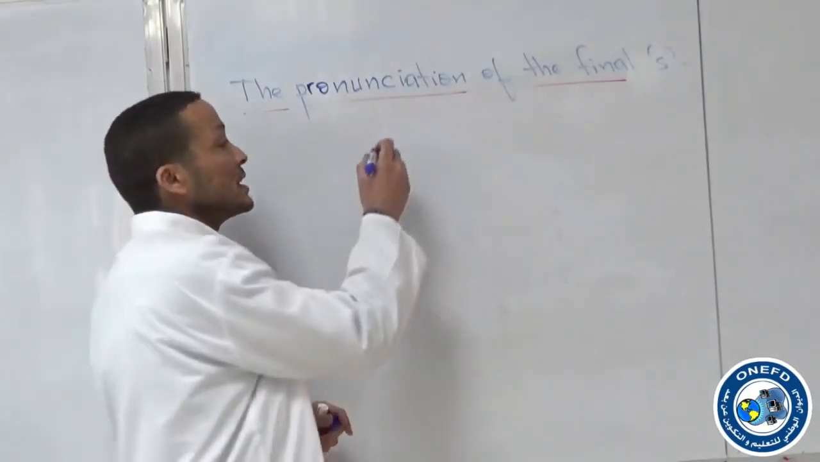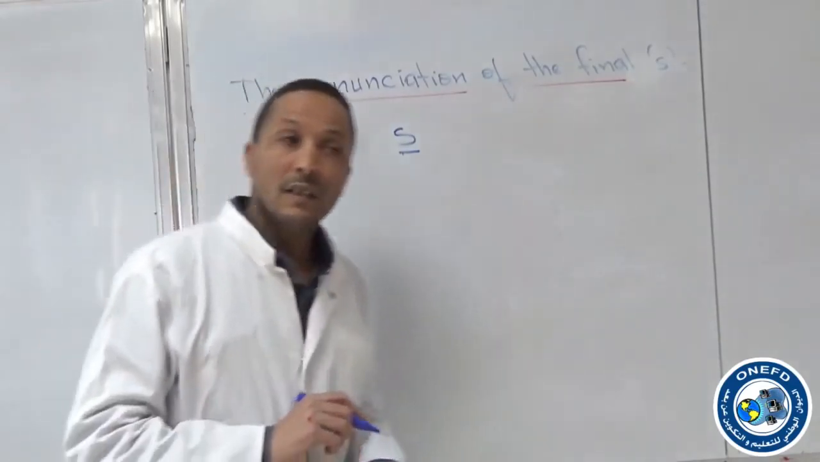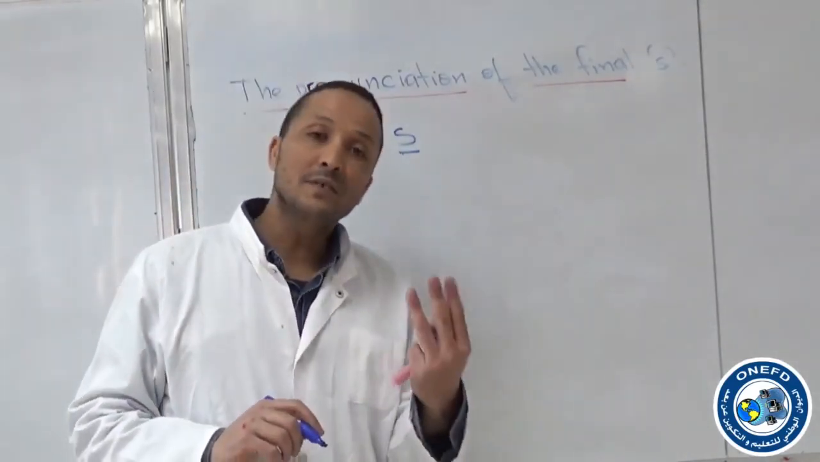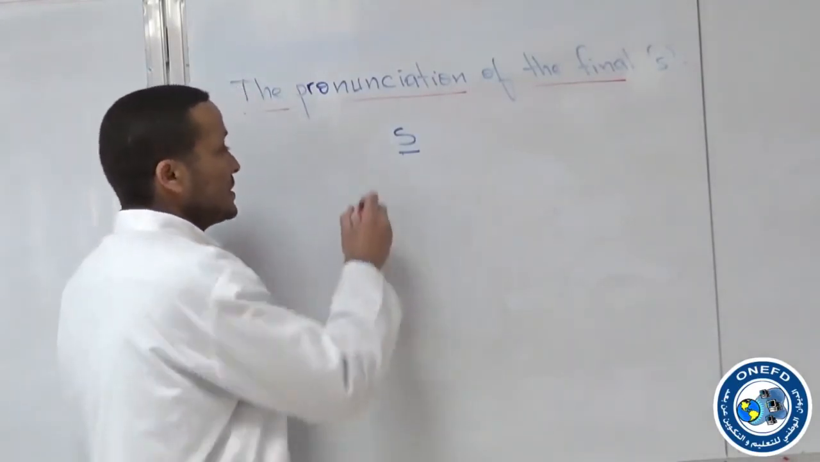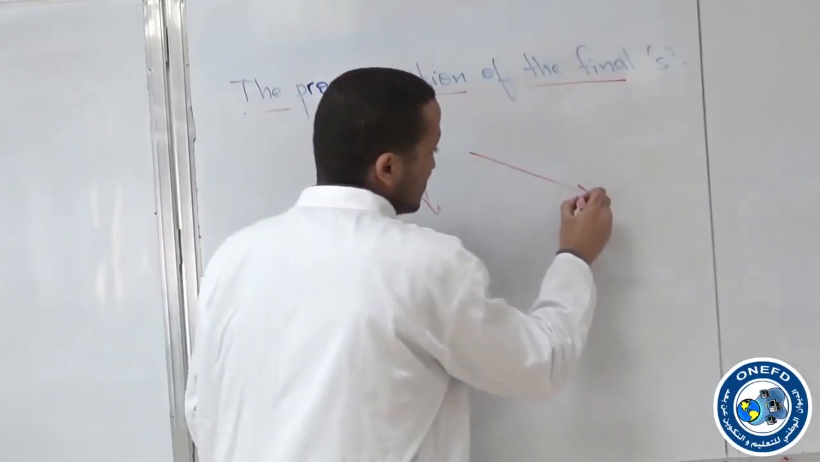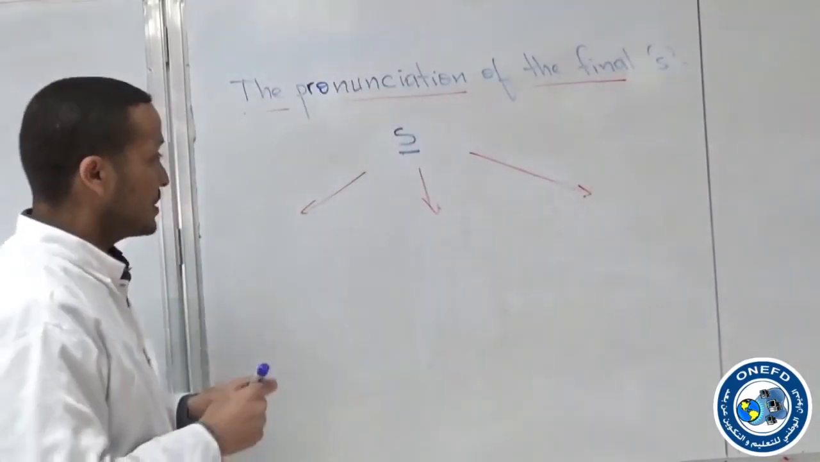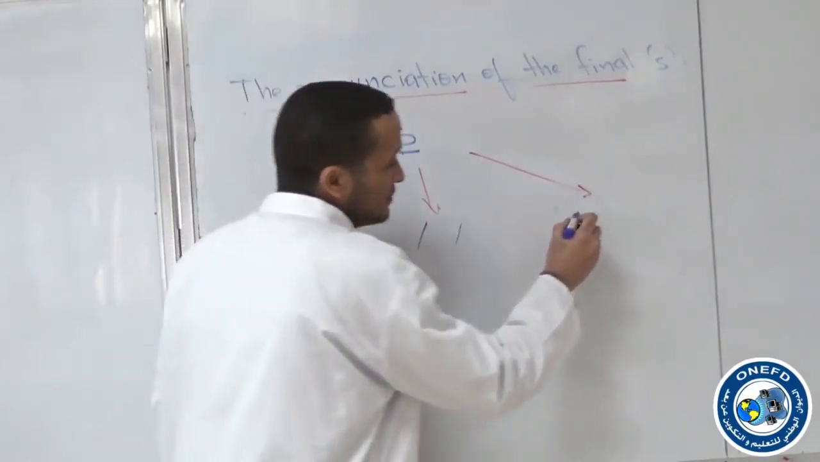So the letter S has got three ways to pronounce at the end of a word. Three ways: one, two, and three. Try to remember them.